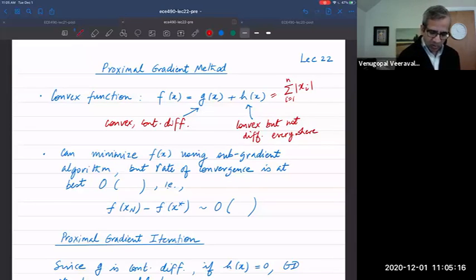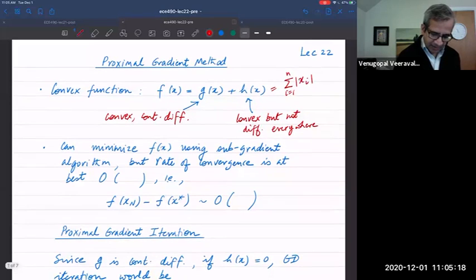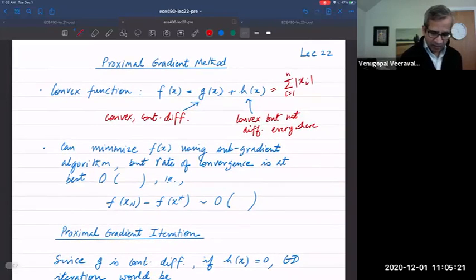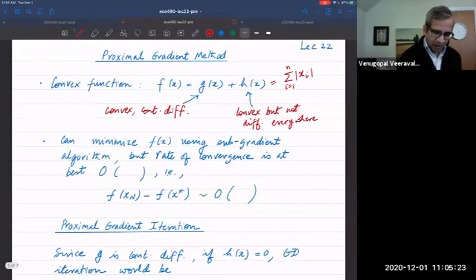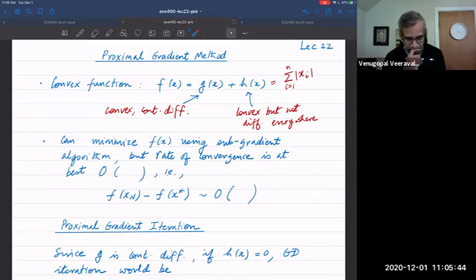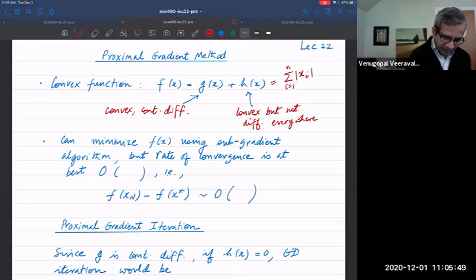So let's see how we can deal with this. We have a combination of functions now. If you look at this sum total of g and h, you get f. Because h is not differentiable everywhere, f is also not going to be differentiable everywhere. f is convex because it's the sum of convex functions, but it's not necessarily differentiable everywhere. You can, of course, apply the subgradient method, like we saw last class, but then we saw that it has a rate of convergence that's not good.